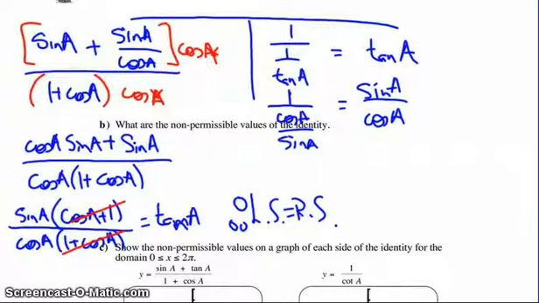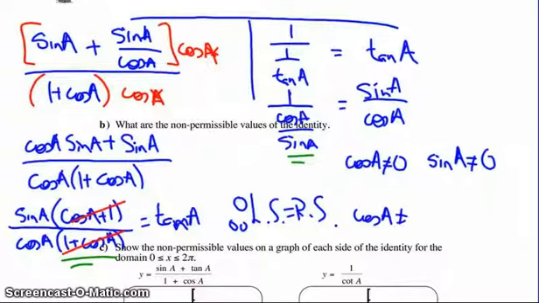Well, there's a few. When we look across, I see a cosine A in the bottom at one point. So cosine A cannot be equal to 0. I also see right here that at this point there's a sine A in the bottom. So sine A cannot be equal to 0. And for each of those, we need to have restrictions. We also see, when you look at this one, that 1 plus cosine A is in the bottom. And because of that, we also need to say that cosine A cannot be equal to -1. And so we need non-permissible values for each of those.